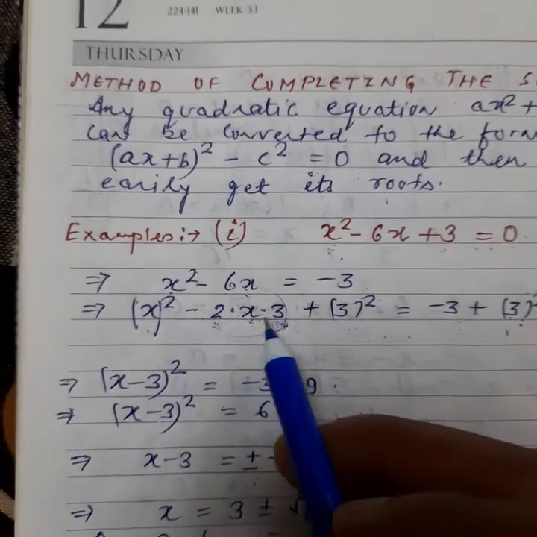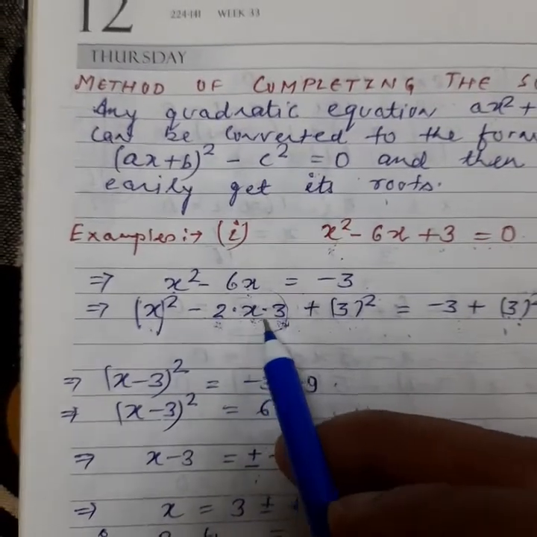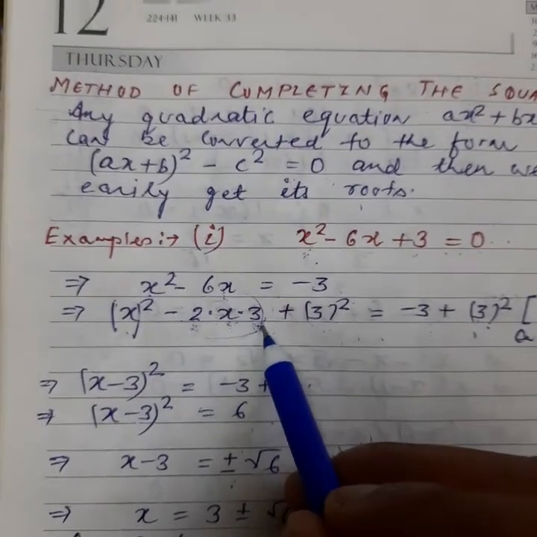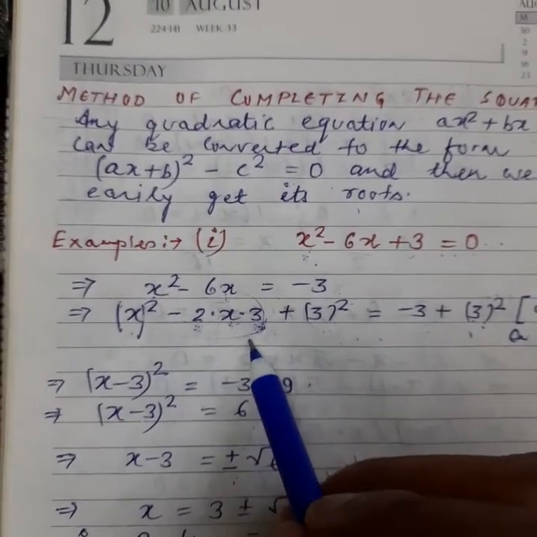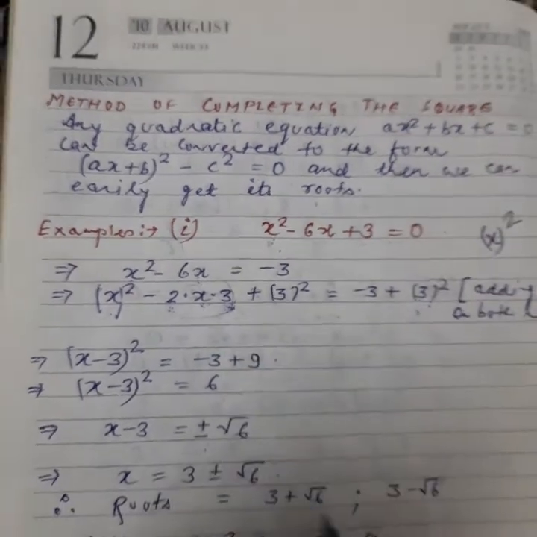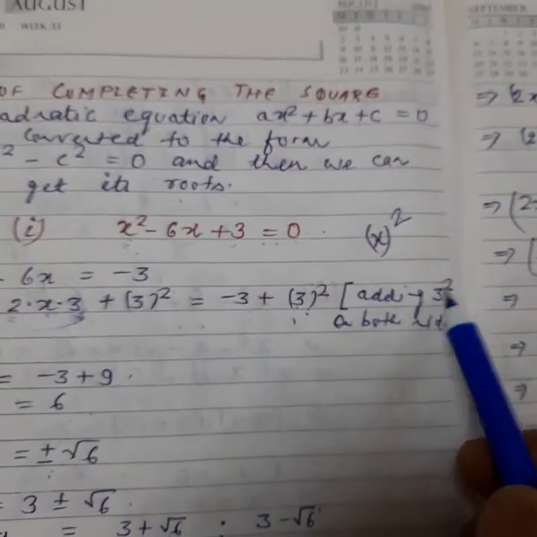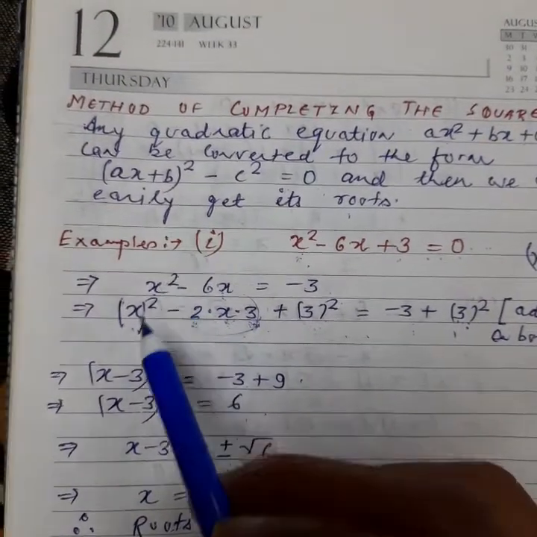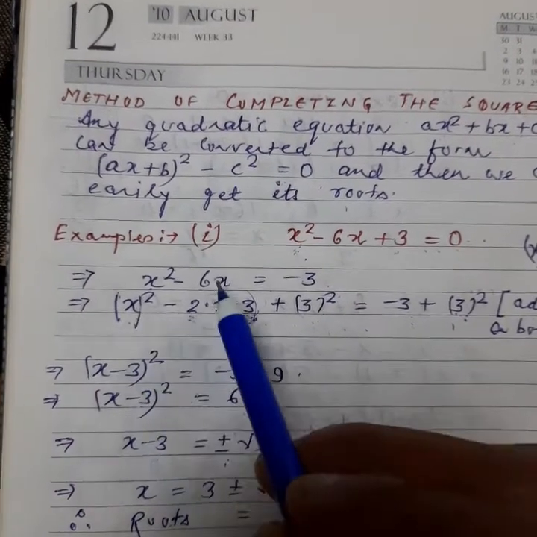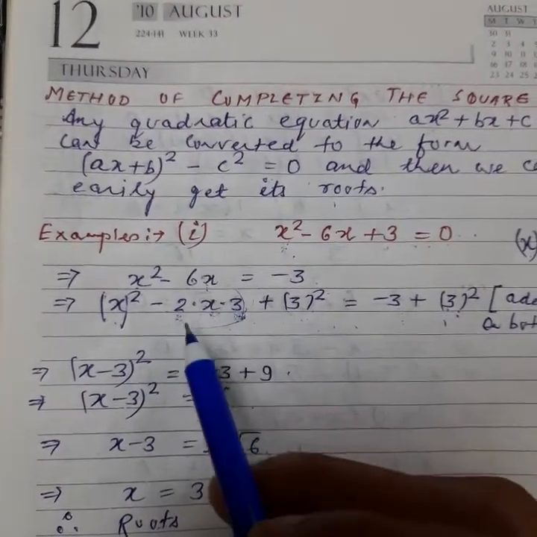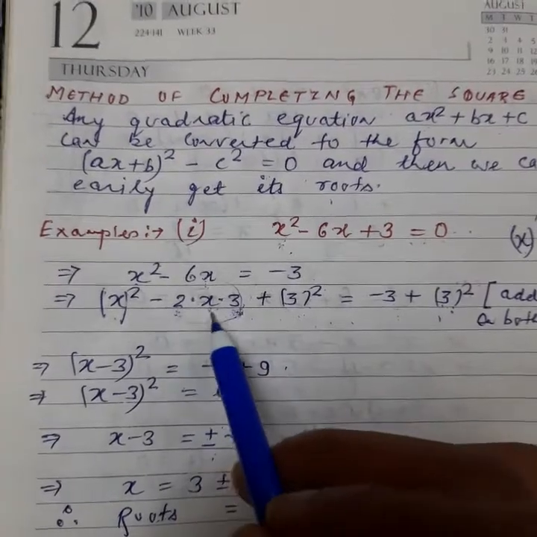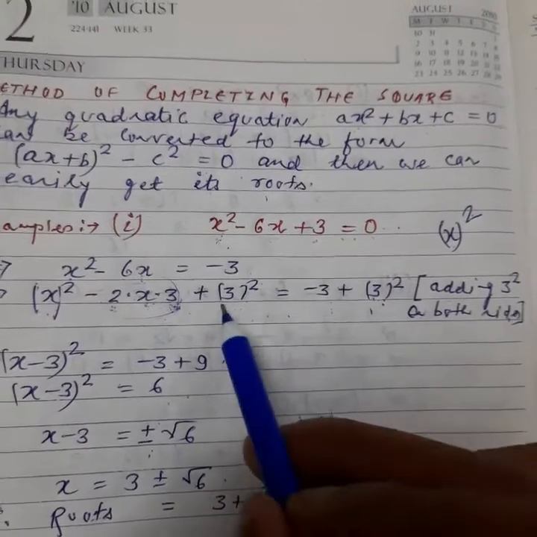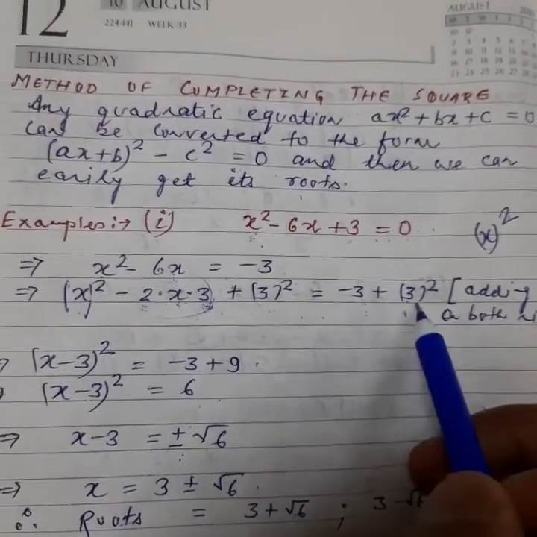2 into a into b. 2 into x into 3. This will make 6x. Whatever b we get, its whole square we will add on both sides. The same thing I have written here, adding 3 square on both sides. So this x square has been written in the form of a square, that is x square. 6x has been broken in the form of 2ab, that is 2 into x into 3. Minus 3 is as usual, and 3 square we have added on both sides.